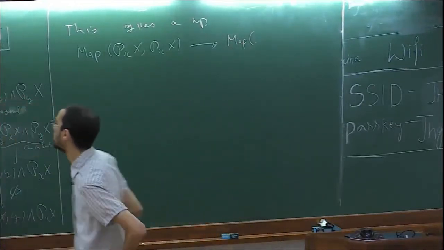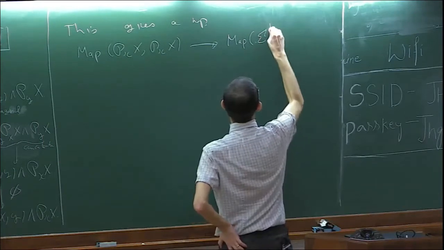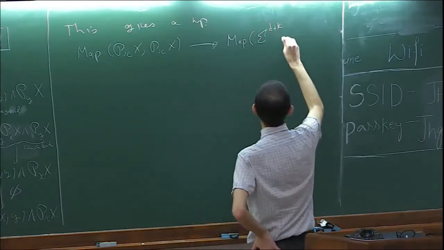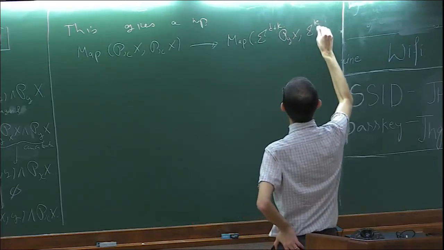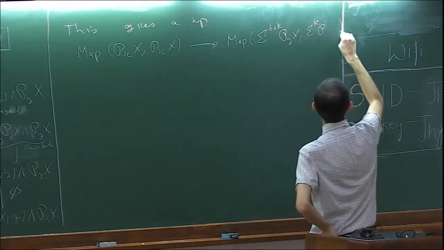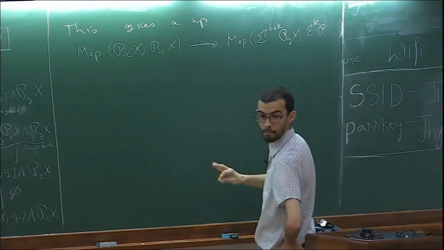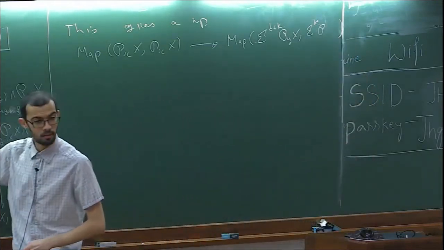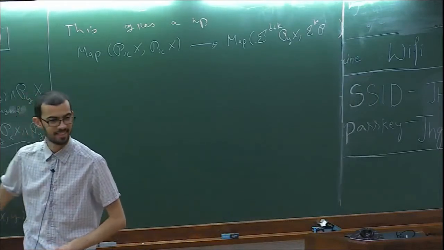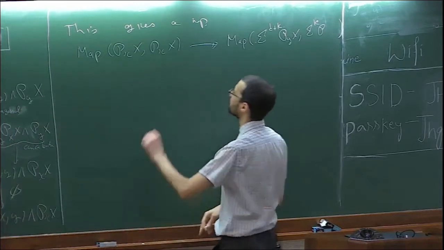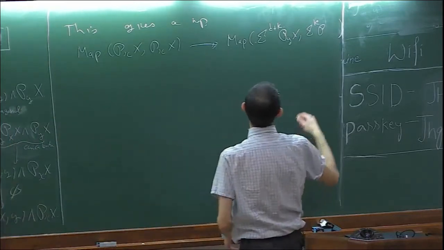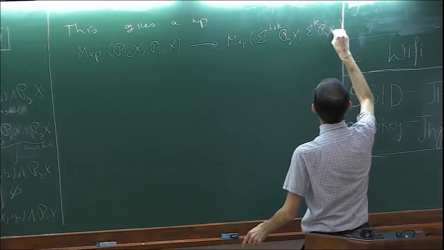from the suspension. So let me write it like this: d plus k, P_{y,x}, sigma^k P. This one? This is the composite of all these things. Composite. I just want to highlight it because that's what we're going to use here. Sigma^k of P_{y,x}.